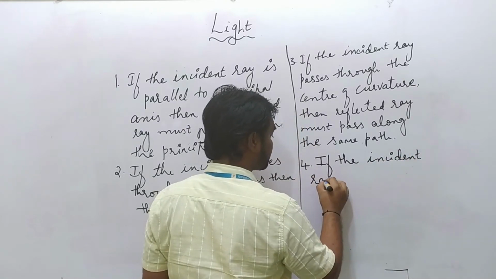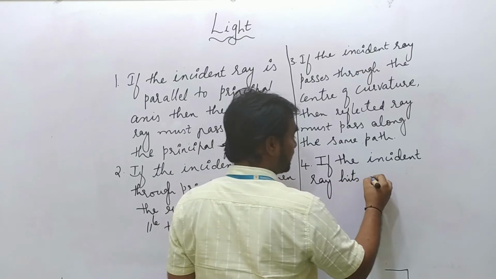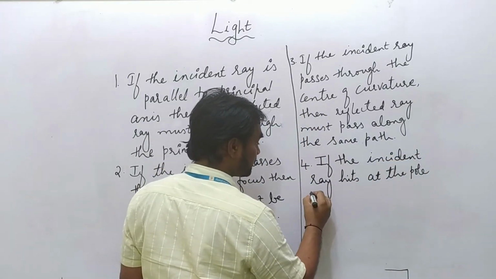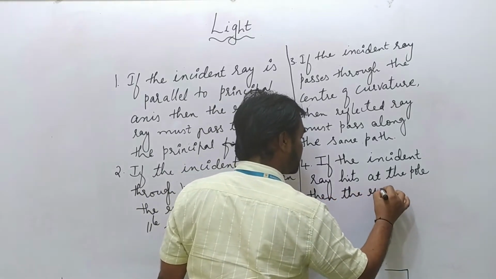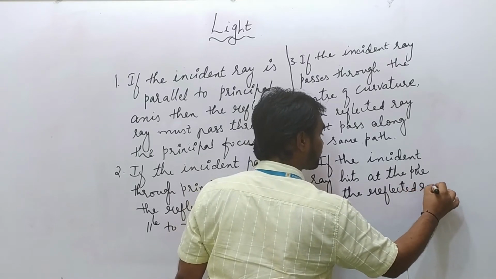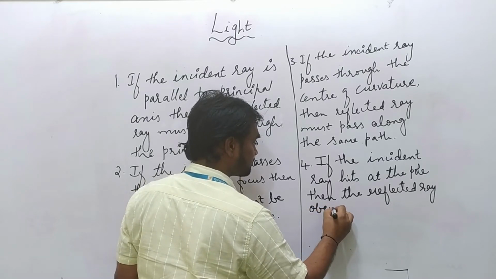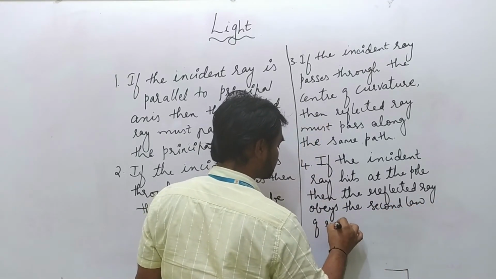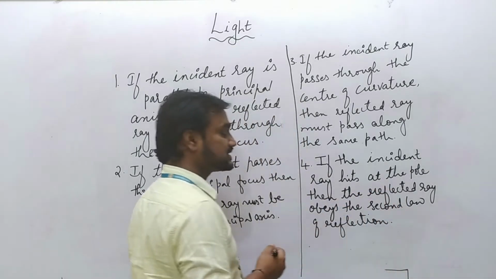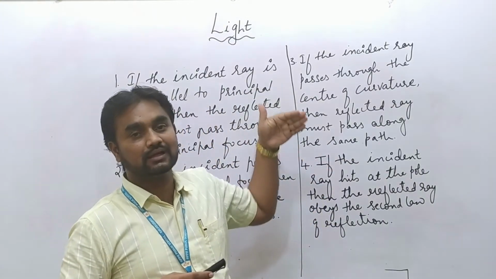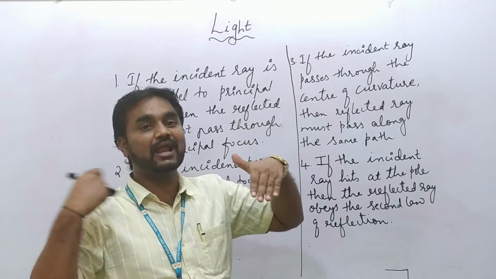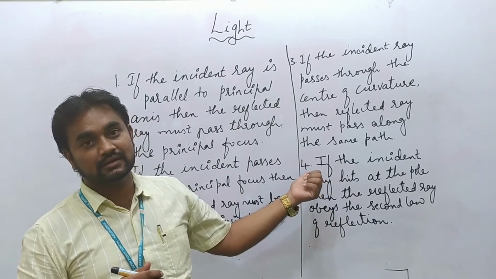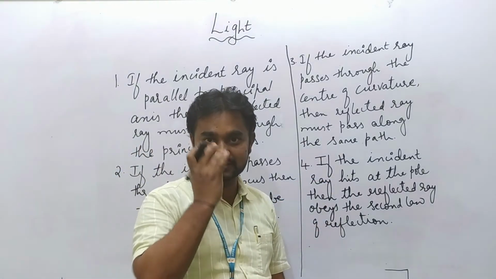The fourth rule: if the incident ray hits the pole, then the reflected ray obeys the second law of reflection, which means that when the incident ray hits the pole, the principal axis acts as the normal, and the light ray is reflected in such a way that the angle of reflection is equal to the angle of incidence. That is the fourth point.